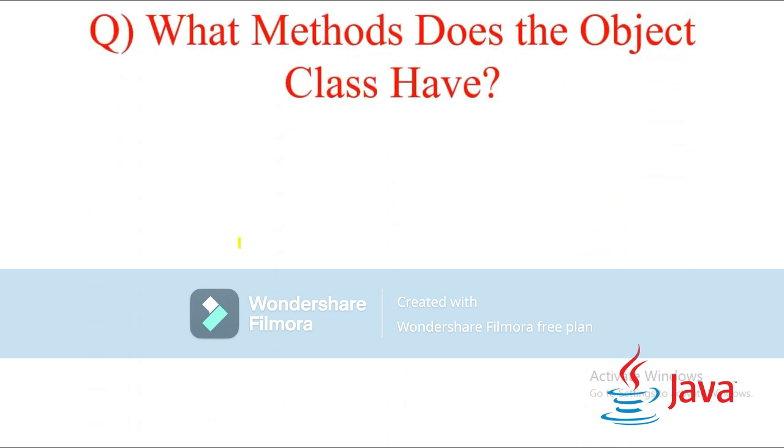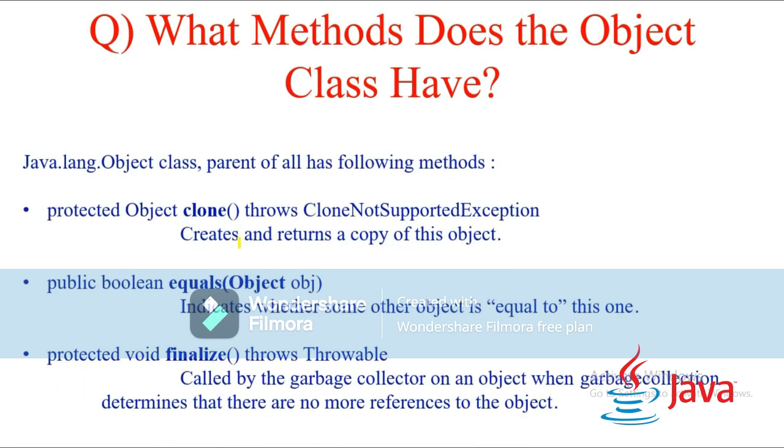Next, what methods does the object class have? This is again one of the theoretical questions that the interviewer asked from the basics. What is an object class? Object class is a parent of all the objects you create in Java. This is one of the parents in the complete object tree hierarchy in Java. java.lang.Object class is the parent of all, and it has the following methods.